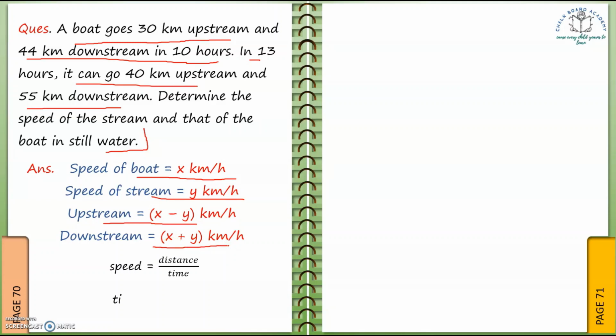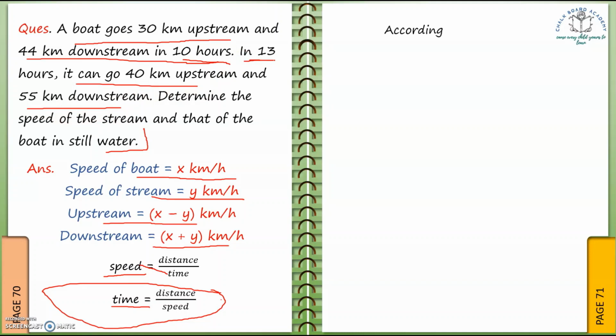Now we have this formula, speed is equal to distance upon time, but here we will not equate in speed, we will equate in time. So time is equal to distance upon speed. We have just switched the places of time and speed. So we will use this formula, and on the left hand side and right hand side we will put time. On one side we will simply put the time in hours, that is given here, 10 hours, or here 13 hours, and on the other side we will form the formula.